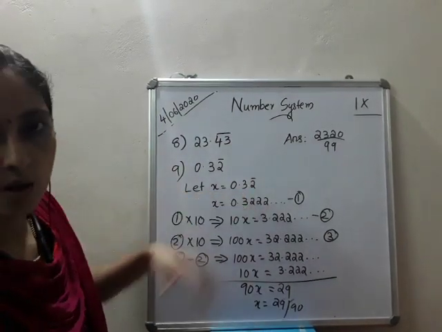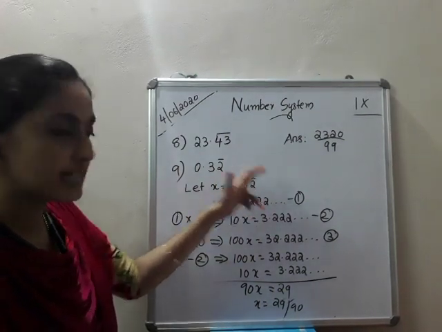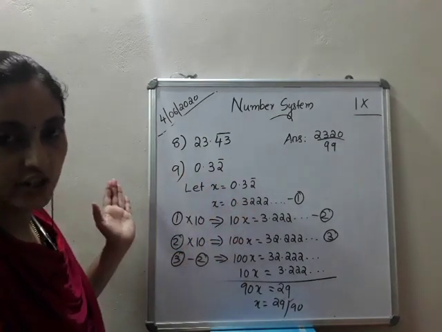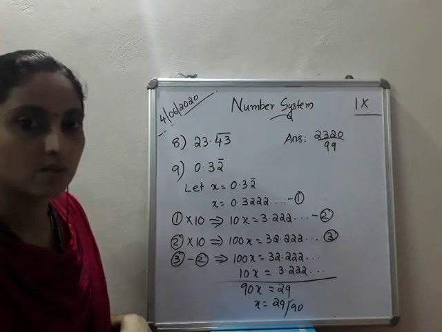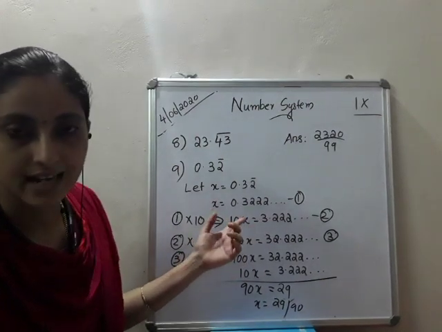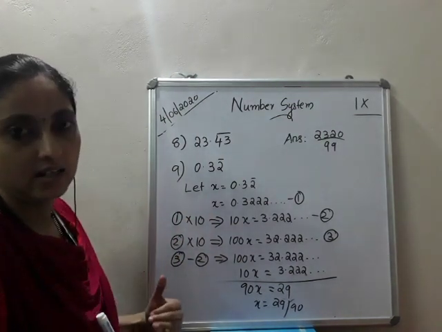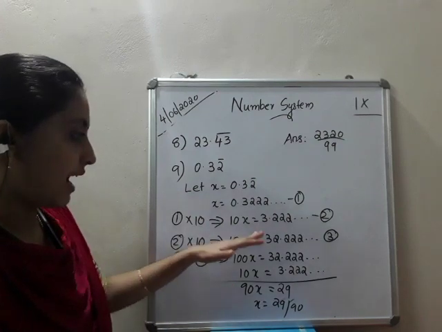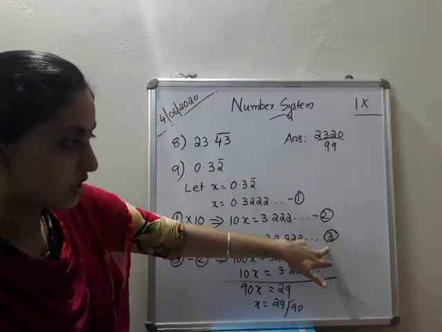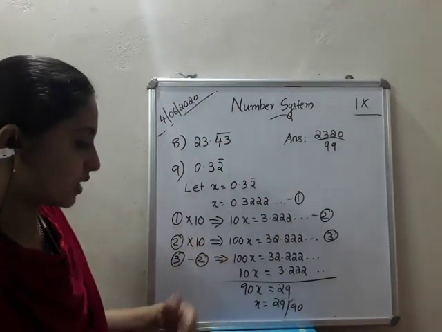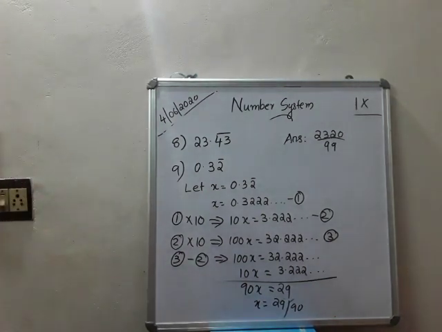x is equal to 0.32 bar. Only 2 is repeating here. Then we want to change 3 to the integer part. For that we multiply equation number 1 by 10, and we get equation number 2. Then only 2 is repeating, so you have to multiply it by 10 as we did earlier, and we get equation number 3. Then subtracting equation 2 from equation 3 gives x is equal to 29 by 90.